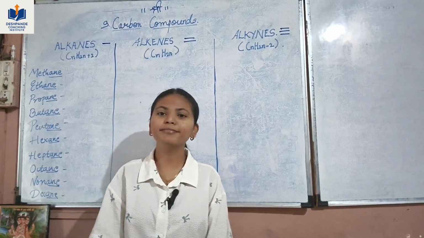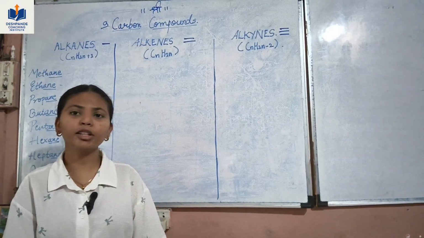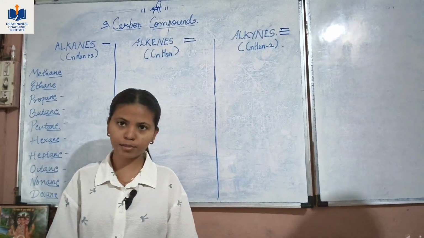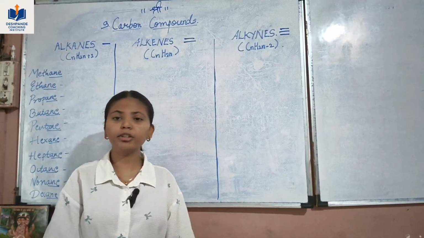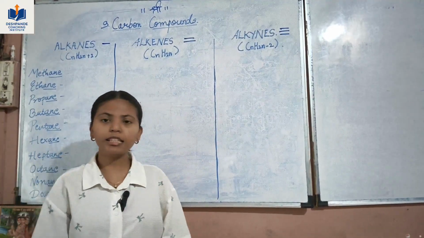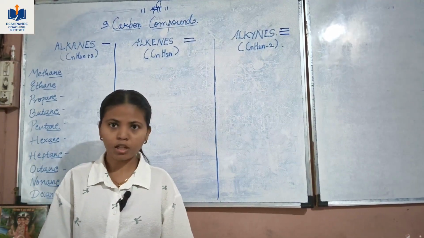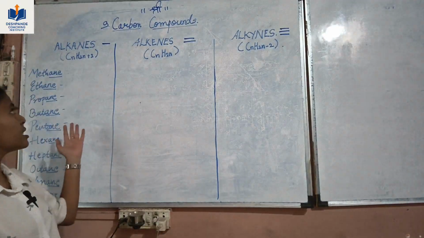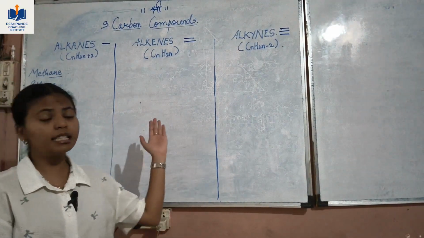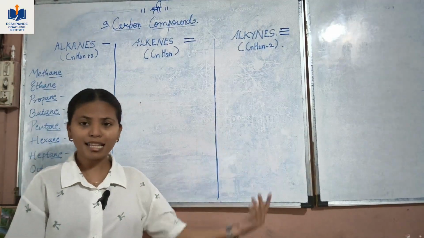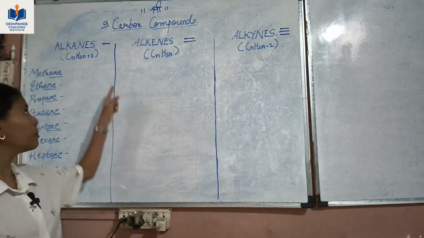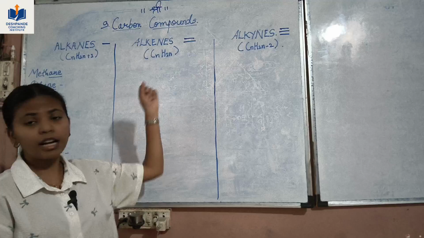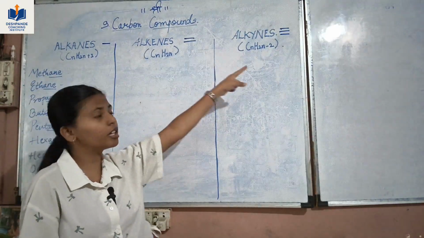Hello students. Today we are going to do the ninth chapter from a science textbook, which is carbon compounds. Carbon compounds are mainly divided into two groups, saturated and unsaturated hydrocarbons. Alkanes come under saturated hydrocarbons, and alkenes and alkynes come under unsaturated hydrocarbons. Saturated hydrocarbons contain a single bond, while unsaturated hydrocarbons contain a double or triple bond.